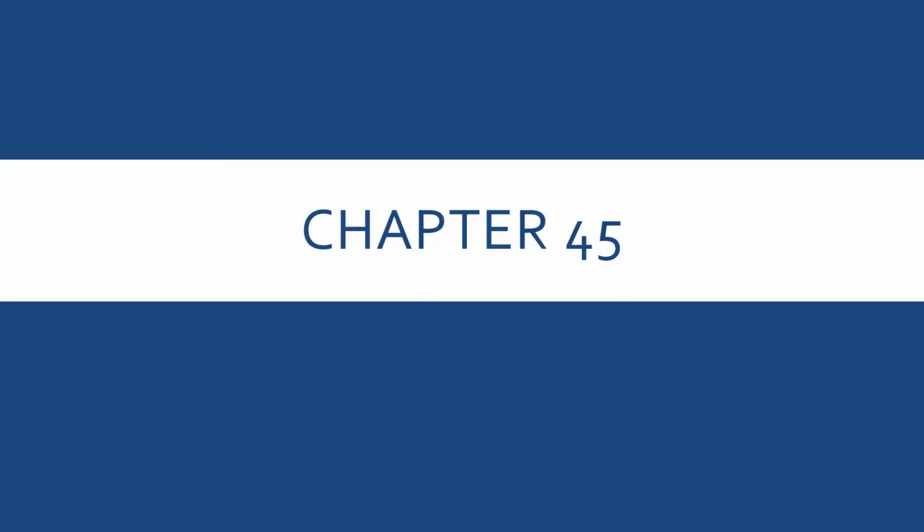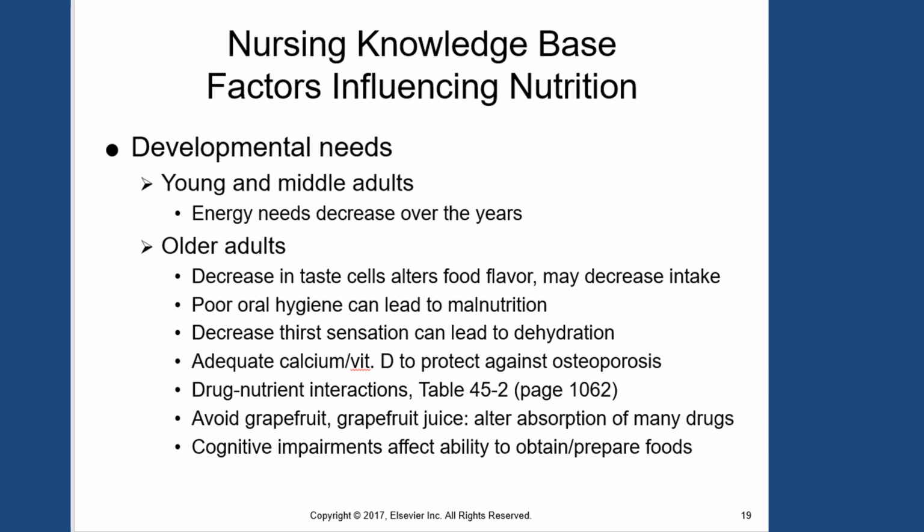And chapter 45 is our nutrition chapter. So let's just hit some of these high points. Developmental needs, yes, very important to know. Young, middle adult, some of the problems that they have there, those obesity due to that decreased physical exercise. Maybe they dine out more often. It's all about working and having convenience eating.